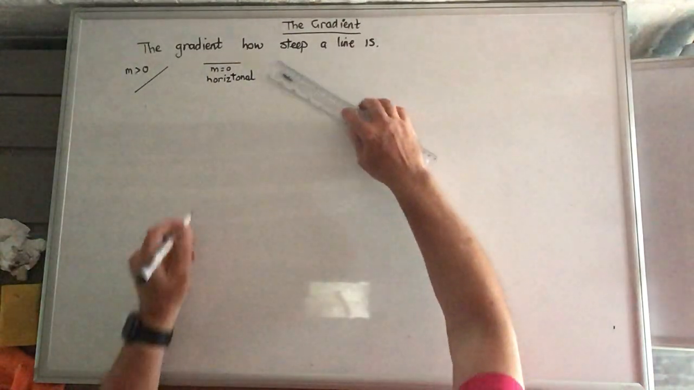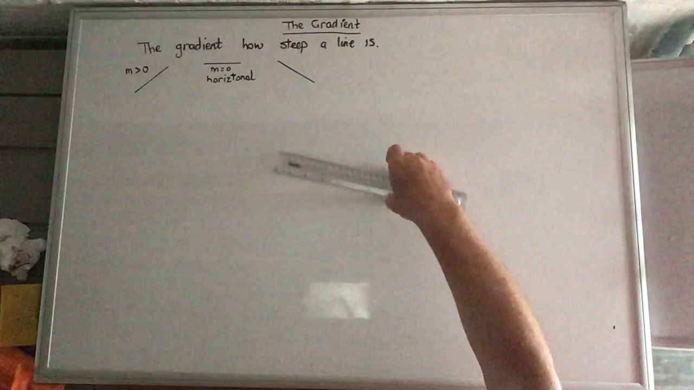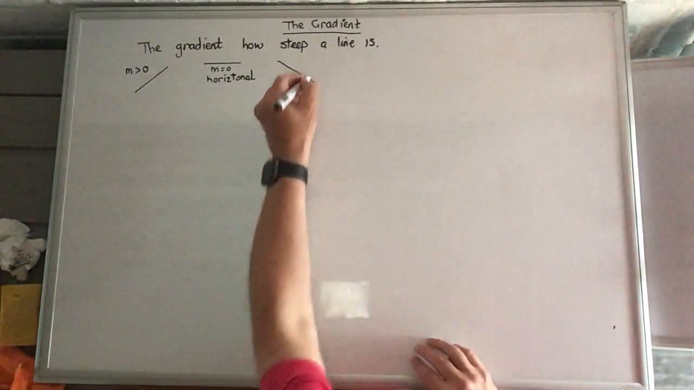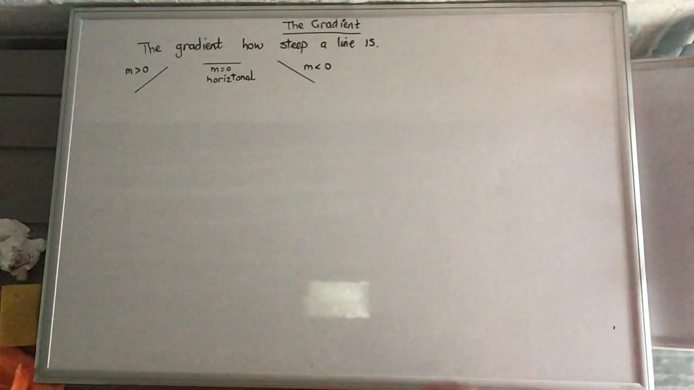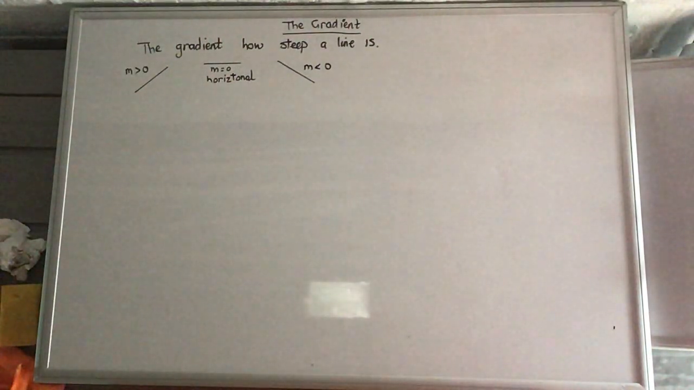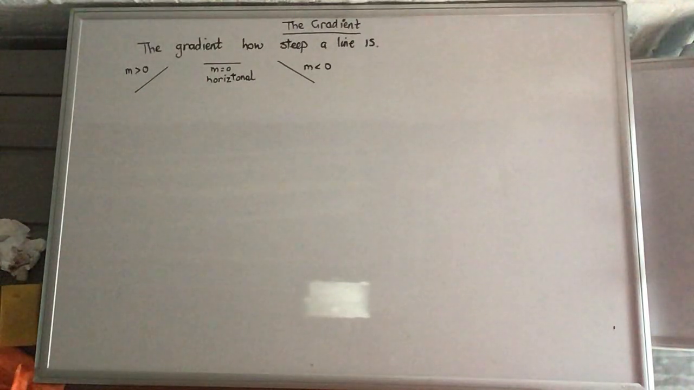Third type is line sloping down the way. And surprise, surprise, the gradient for this one is less than 0. It's negative. So if you've got a negative number, then you know that your gradient is sloping down the way. The more negative, the steeper the downward slope.